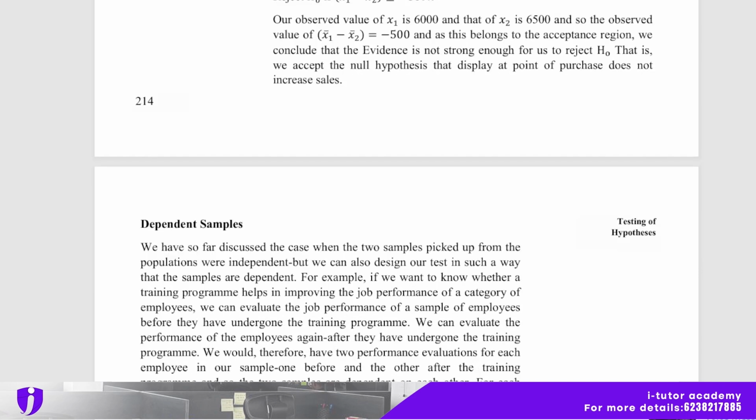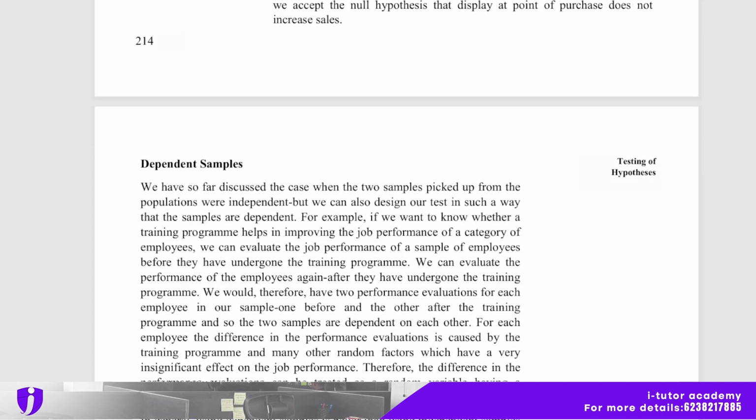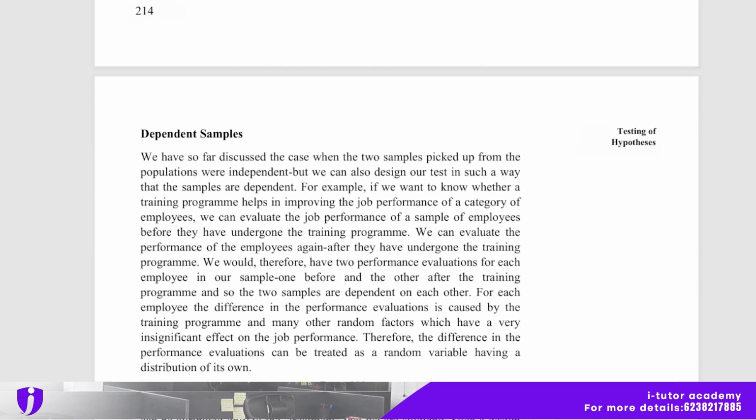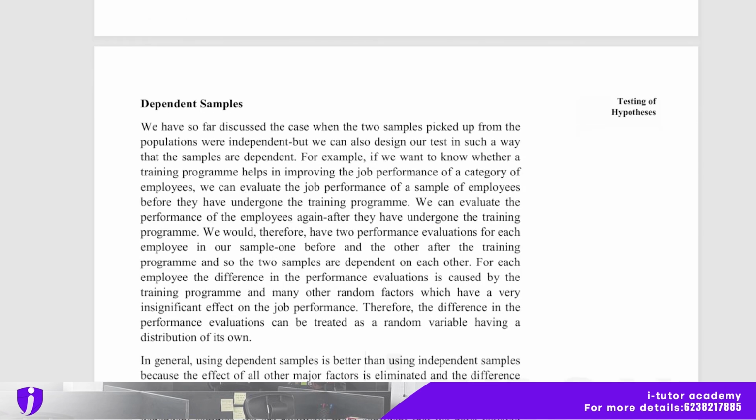We have so far discussed the case when the two samples picked up from the population were independent, but we can also design our test in such a way that the samples are dependent. For example, if you want to know whether a training program helps in improving the job performance of a category of employee, we can evaluate the job performance of a sample of employees before they have undergone the training program. We can evaluate the performance of the employees again after they have undergone the training program.